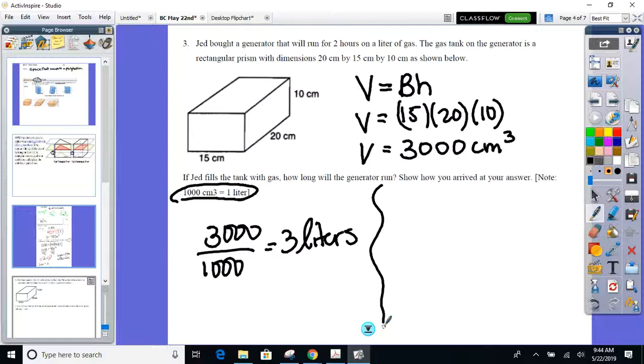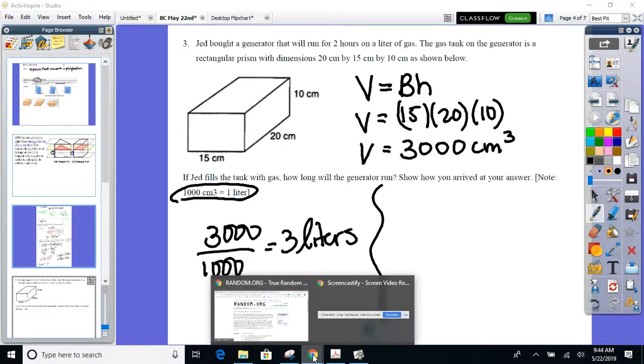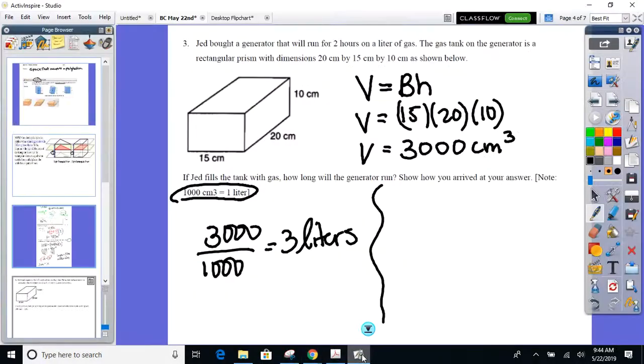And the generator can run 2 hours on a liter. How are you going to find me how many hours this beast will last? How many hours? What's that? How do we get it? 3 liters times 2 hours a liter. Yep, 6 hours.